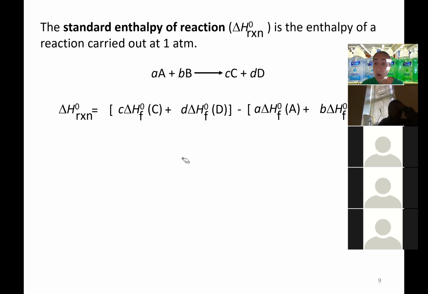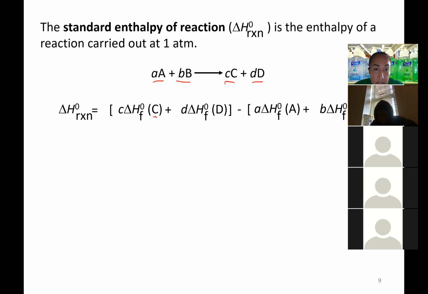So therefore, all I have to do is add up the enthalpy values of the products and subtract them from the enthalpy values of the reactants. That's all we're doing. So if I had a theoretical reaction with A and B reactants yielding C and D products, to find how much heat is being expelled or taken in by this reaction, I would take the sum of the products.